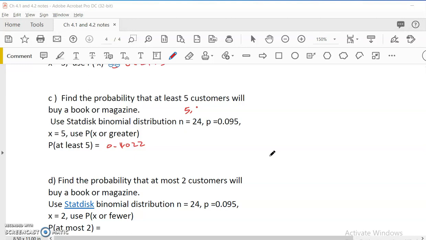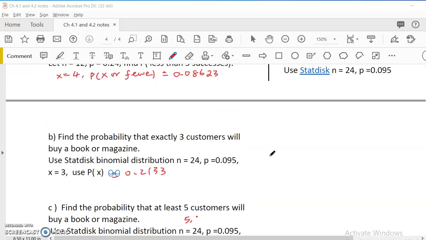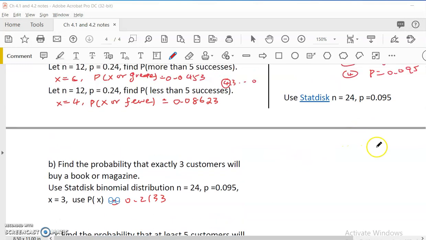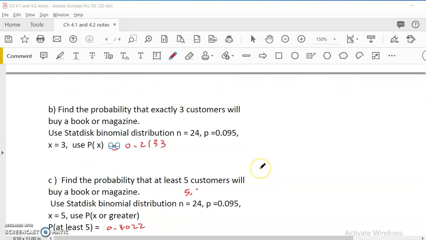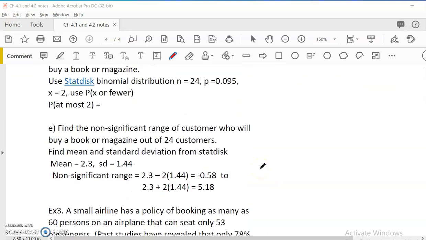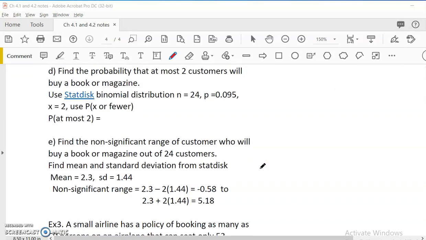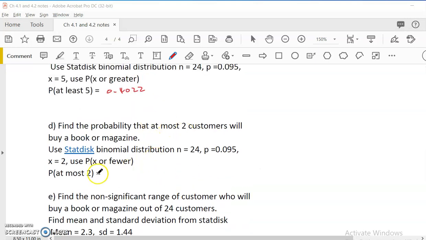We were working on the word problems of finding the probability of a number of customers that will buy a book. The store manager knows that the chance of one customer buying a book is 0.095, and there are 24 customers that come in. So we're looking at the probability of at most 2 customers buying a book out of the 24. When we say at most 2 customers, it is always out of 24.